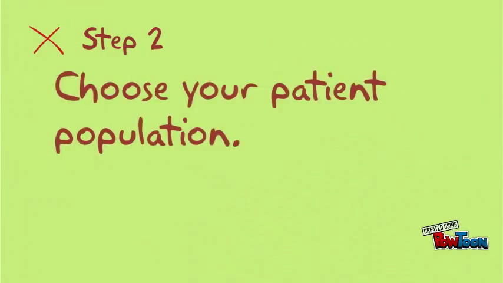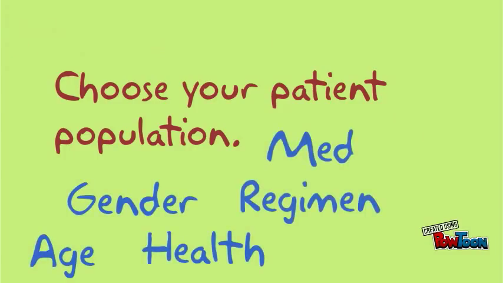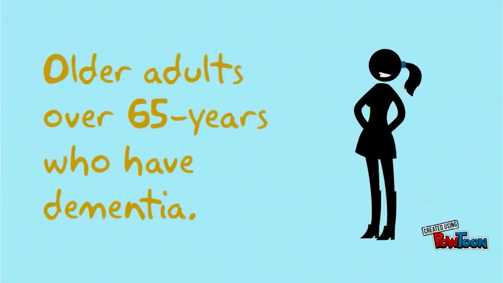Step 2. Choose your patient population for the study. Factors to consider include age, gender, health conditions, medication regimens, and access, to name a few. For example, P, population, older adults over the age of 65 who have dementia.